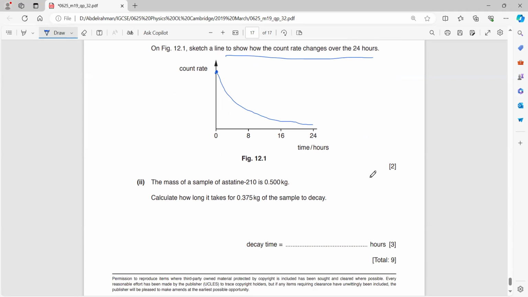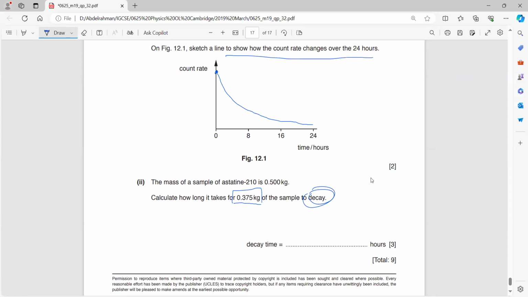The mass of a sample is 0.5 kilograms. Calculate how long it takes for 0.375 kilograms of the sample to decay. I need to see how much time it will take for 0.375 kilograms of the sample to decay. What do I mean by decay? For 0.375 kilograms of the mass to leave, for example, or to be emitted.